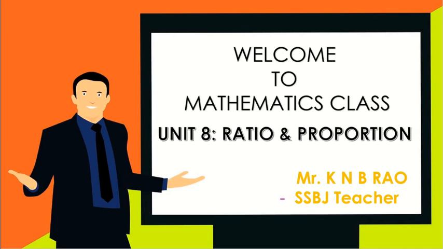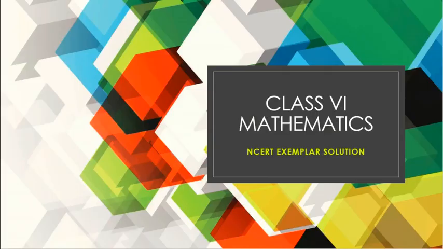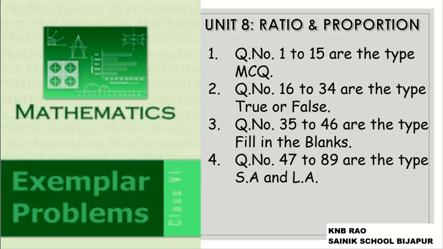Students, we were revising the chapter ratio and proportion from the NCERT exemplar solutions, unit number 8, ratio and proportion. Out of 89 questions we solved up to question number 71 in our previous sessions. So today's session we will start from question number 71 onwards, which are of the long answer type.